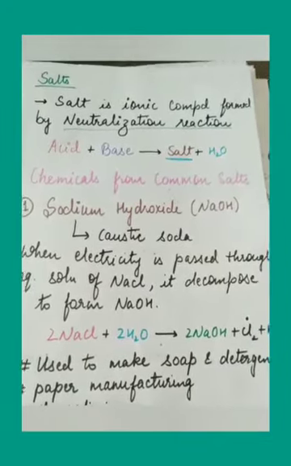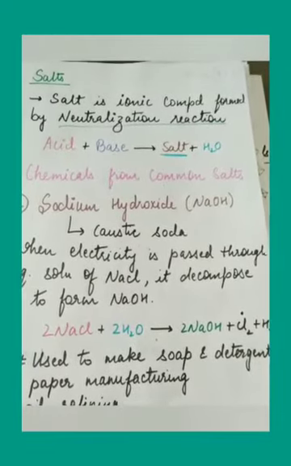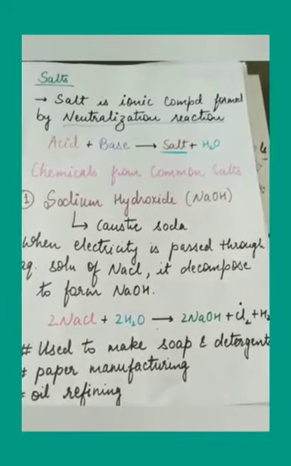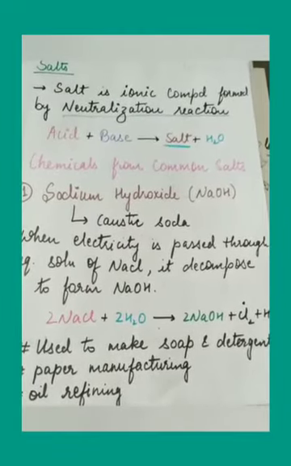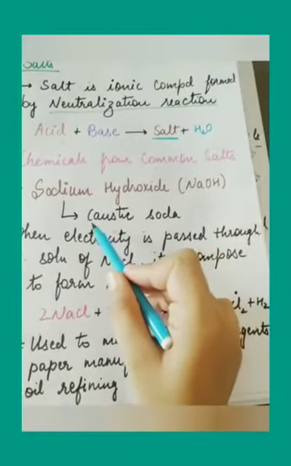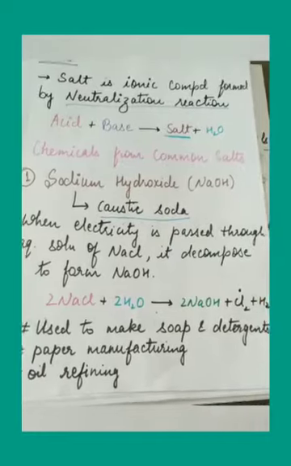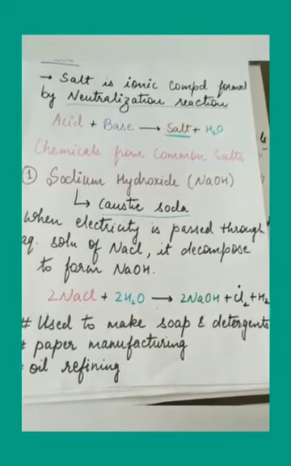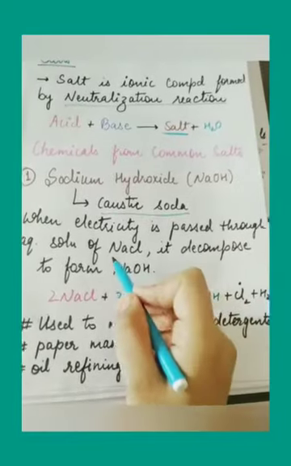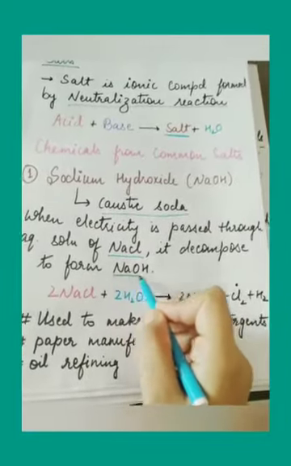Chemicals from common salts. Now I will tell you the chemicals which are formed from the common salts which we use, right? Now first is sodium hydroxide. What is sodium hydroxide? NaOH, and we also call it caustic soda, right? So this is caustic soda. And how is it prepared? When electricity is passed through the aqueous solution of sodium chloride, that is NaCl, it decomposes to form NaOH.